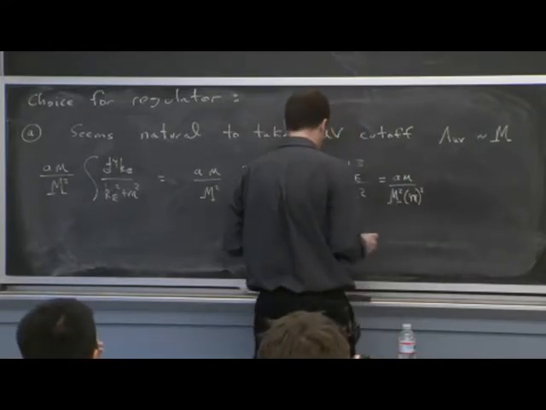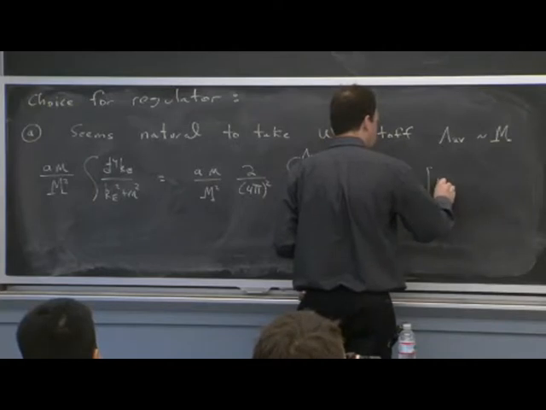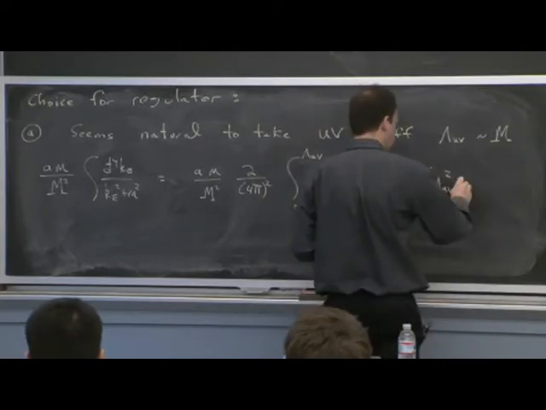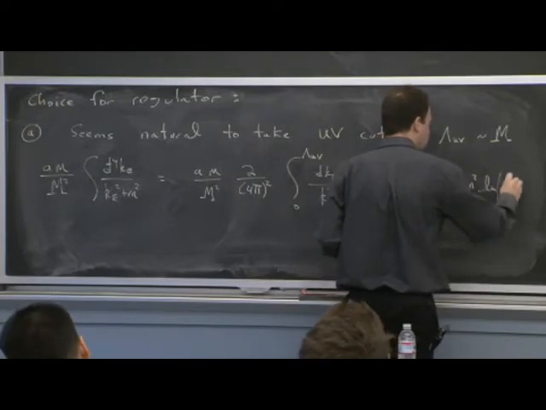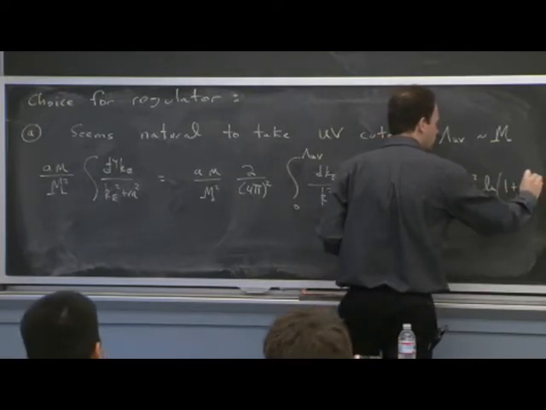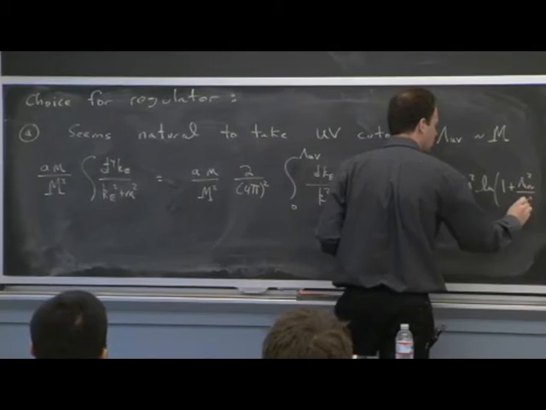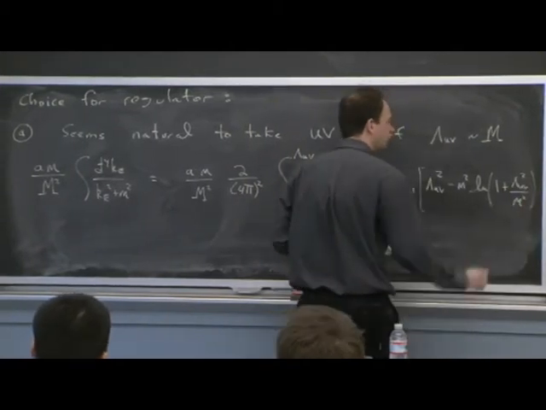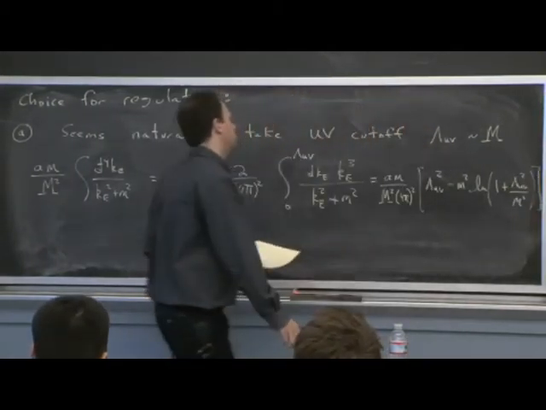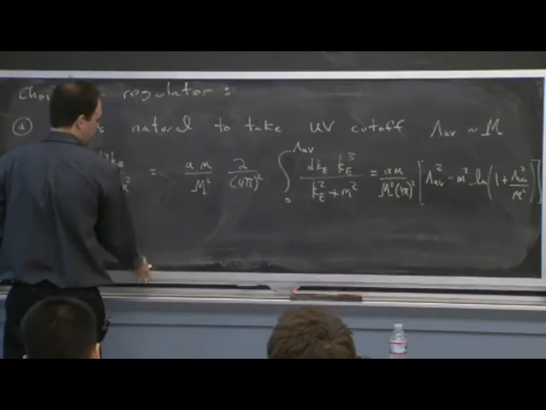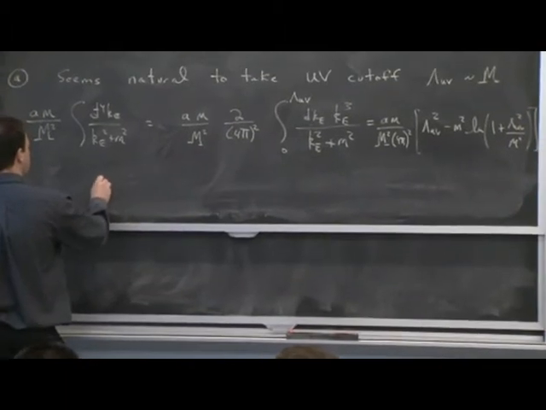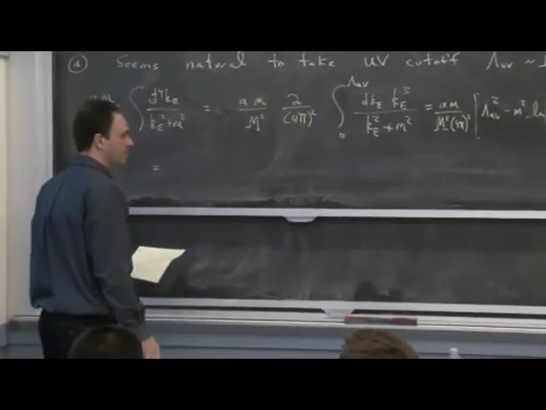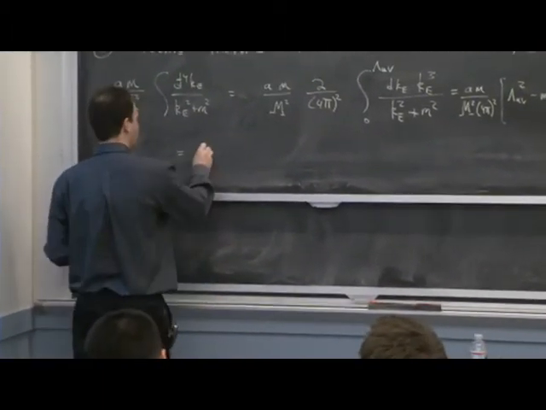There's a loop factor, 4 pi squared. There's a lambda UV squared. And then there's a logarithm. It goes like lambda UV squared over little m squared. There's two scales that are showing up, lambda UV and little m. The answer depends on both of them. And then we can start expanding, because little m is supposed to be much smaller than lambda UV.